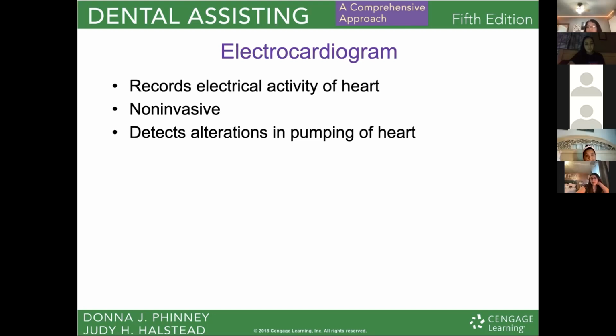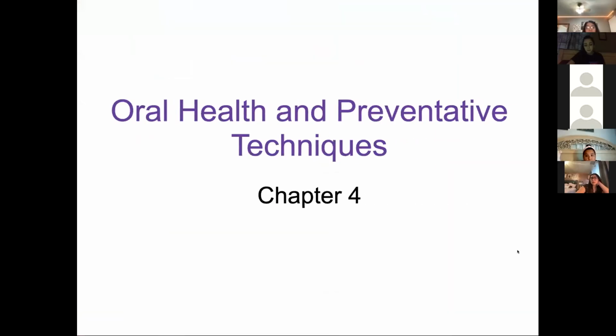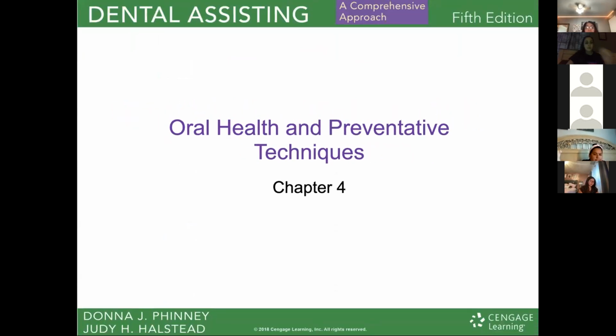Okay, all right. So we're going to go on to chapter 4. So with chapter 4, we're talking about oral health techniques. And what we're going to go over is we're first of all going to describe how plaque forms on the teeth. We'll identify some oral hygiene tips that will affect certain age groups.